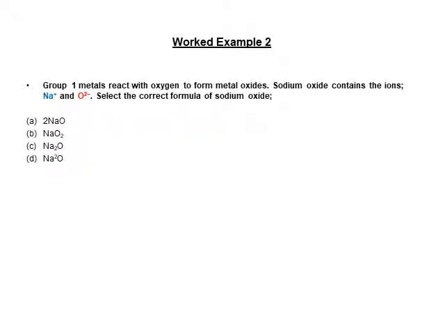Quick second example here to work through. A group of metals react with oxygen to form metal oxides. Sodium oxide contains the 2 ions, Na+ and O2-. Select the correct formula of sodium oxide.